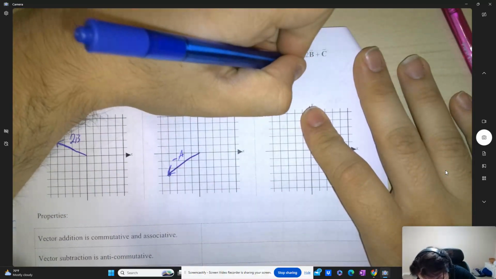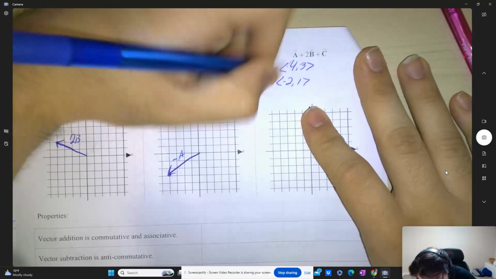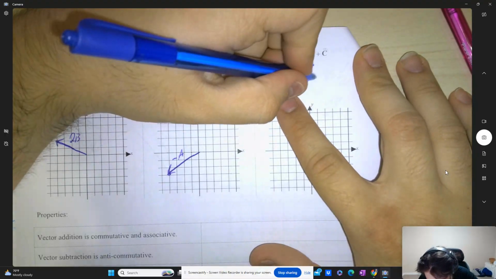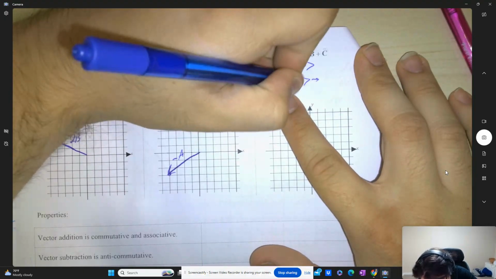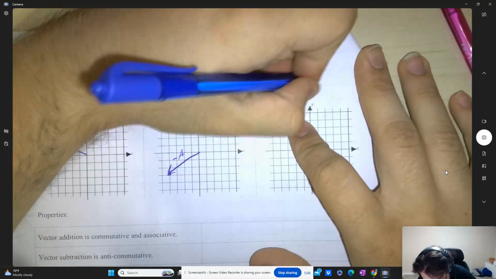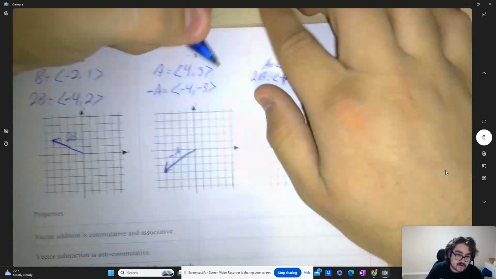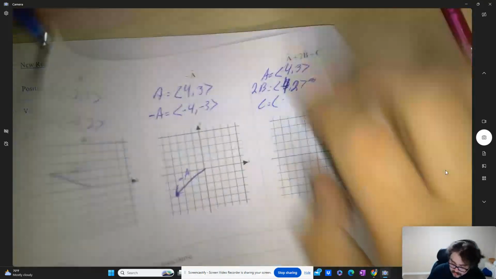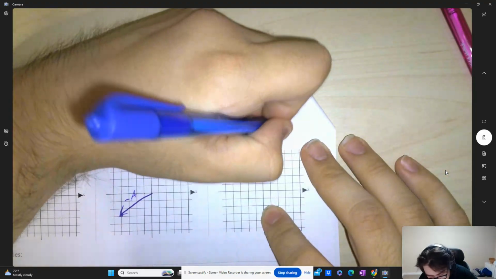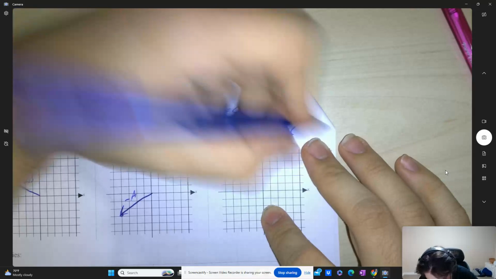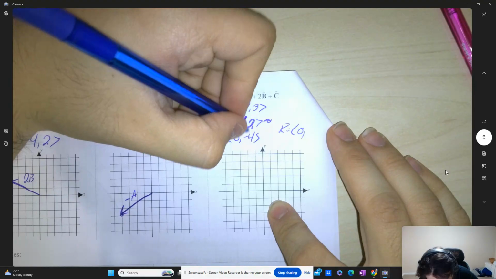And then A plus 2B plus C, so that's just going to be very similar to what we just did. A is 4 comma 3, 2B would be negative 4 comma 2. That's 2B. And then C, we already got was, shoot, what was it? 0 comma negative 4, I'm pretty sure. Yeah, 0 comma negative 4. Okay? And when you add them all together, you get a resultant with components 0 comma 1.